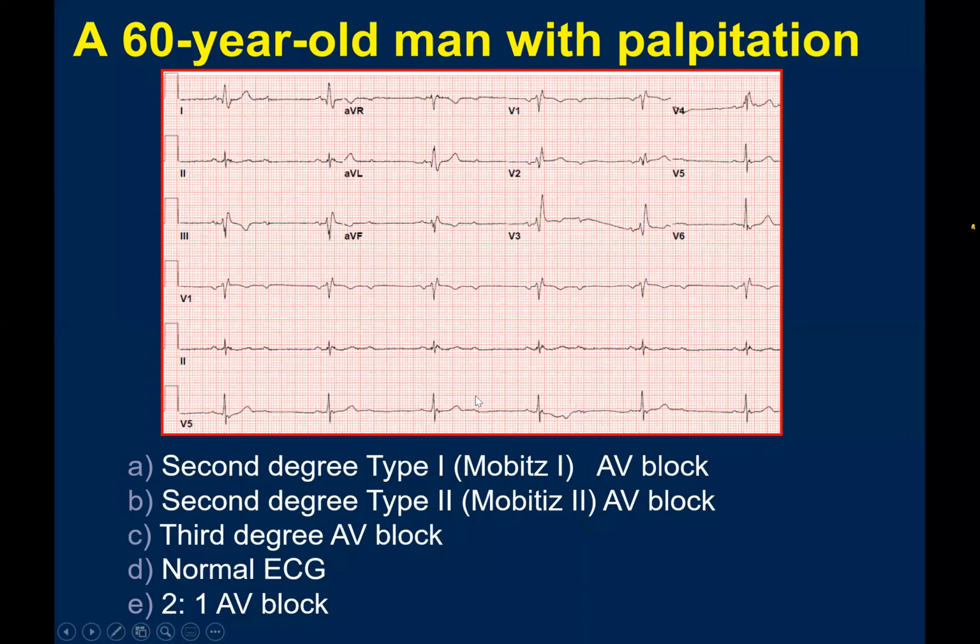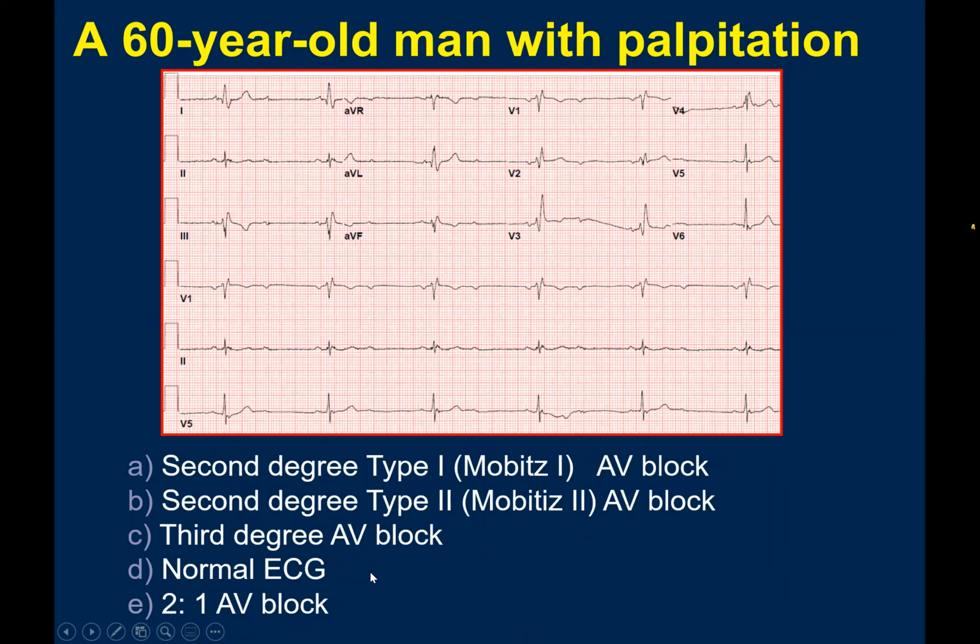Is this 2-to-1 AV block? Because there is P, the name comes from this one. Yeah, exactly. We have 2 P waves, then 1 QRS complex. 2 P waves, 1 QRS complex, again and again. So this is called 2-to-1 AV block.